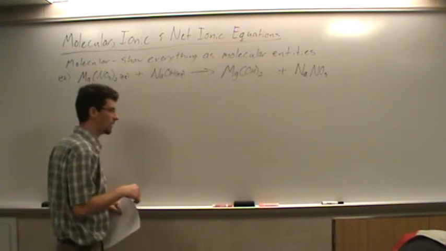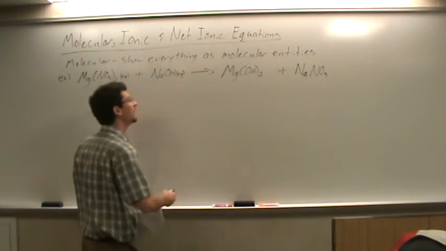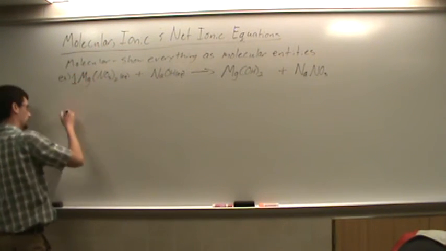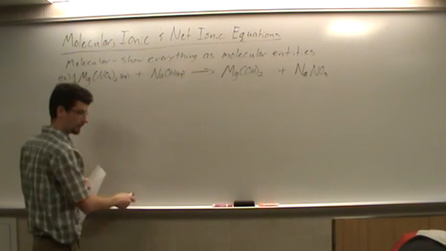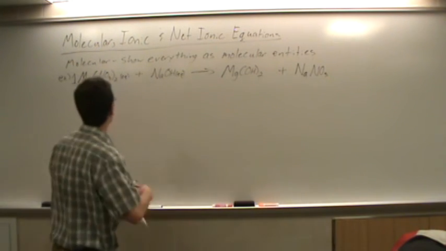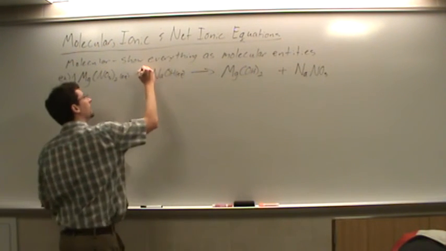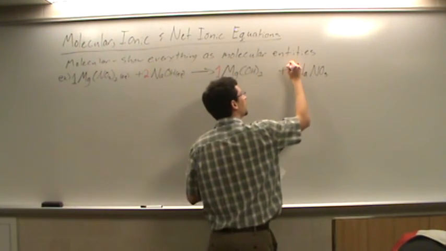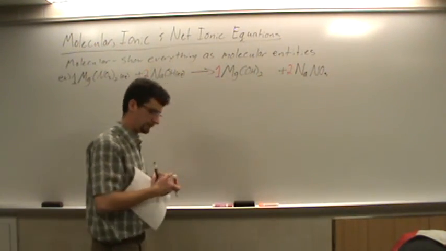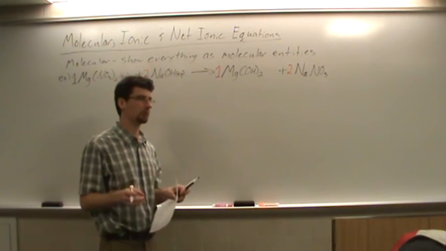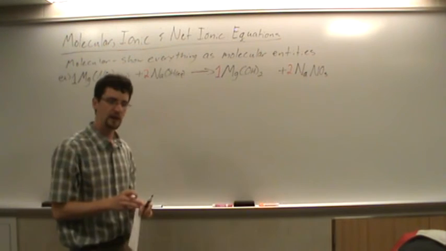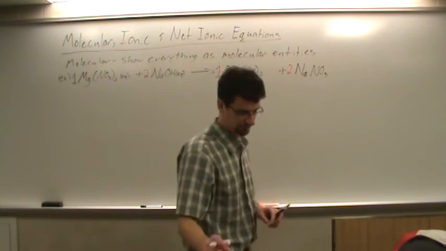All right, something's wrong here. This isn't balanced. Let's balance it. We should place a 1 in front of here. Marker's kind of crummy. Should have a 1 there, a 2 here, a 1 here, and a 2 here. Now let's go through our solubility rules and predict which one of these is going to be insoluble and which one is going to be soluble.